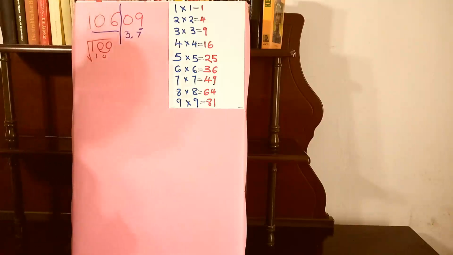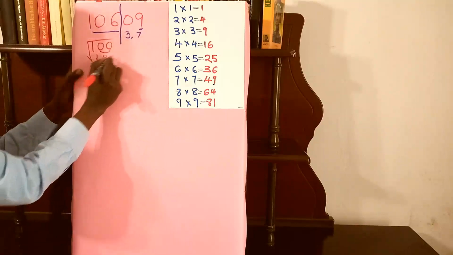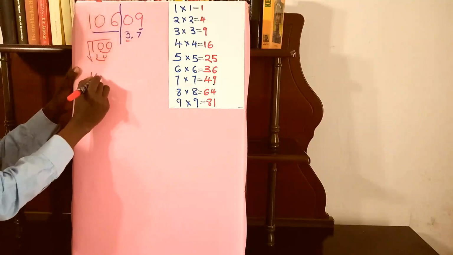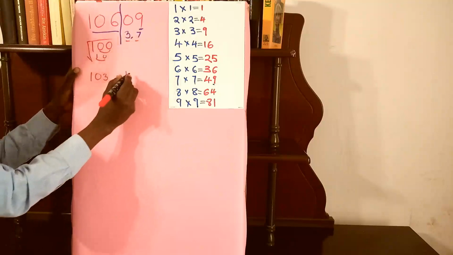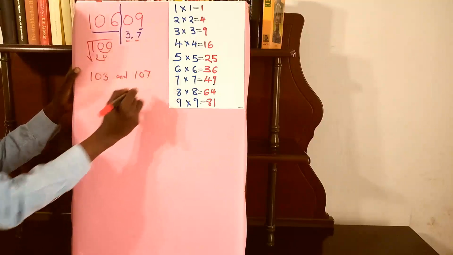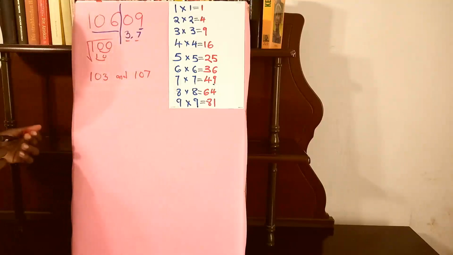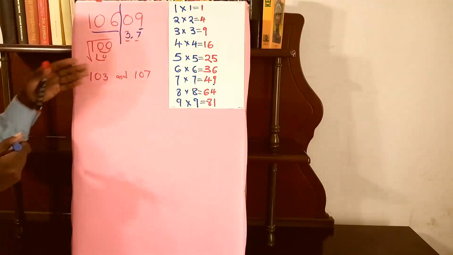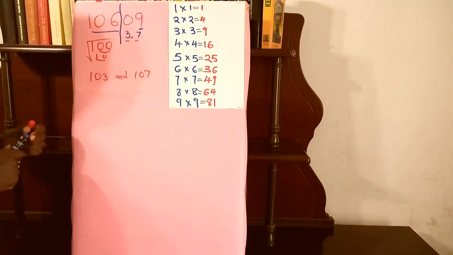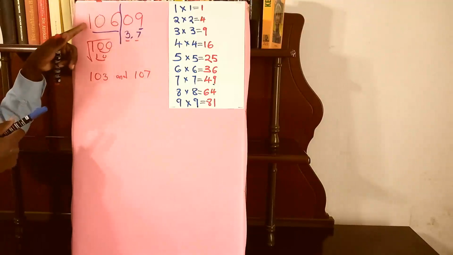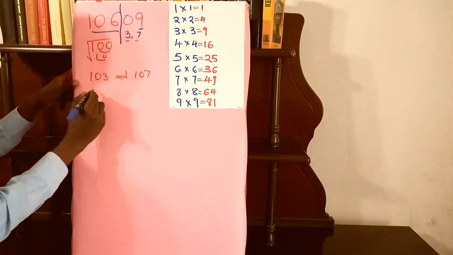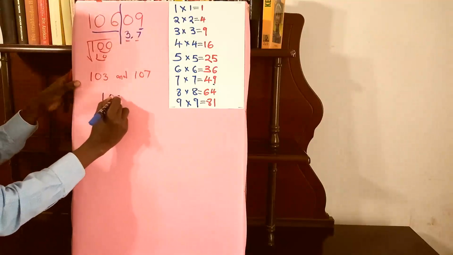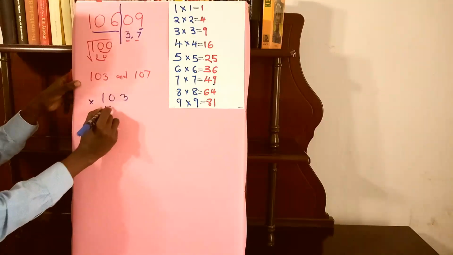Now we have 2 numbers here. We have 10 and 3, which can be written as 103, and we have 10 and 7, which can be written as 107. We are going to take one of the 2 numbers and try to work it out and see which one will give us the square root. Therefore, we just take 103 multiplied by 103.